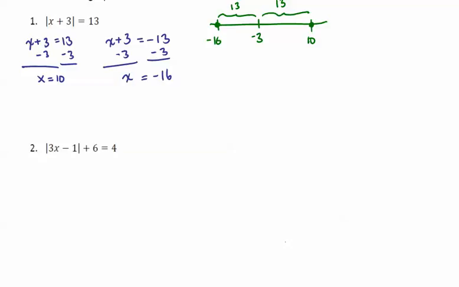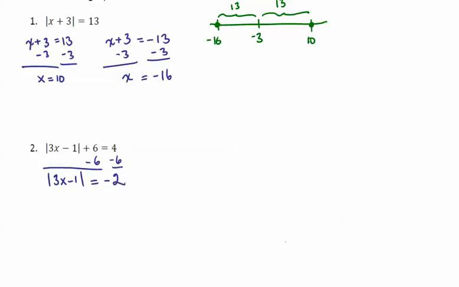So in this case, we have the slightly more complicated version. We don't have an isolated absolute value, and inside the absolute value we have 3 times x minus 1 and not just an x minus 1. So our first job is to isolate the absolute value. We're going to do that by subtracting 6 on both sides. And when we do that, we end up with absolute value of 3x minus 1 is equal to negative 2.